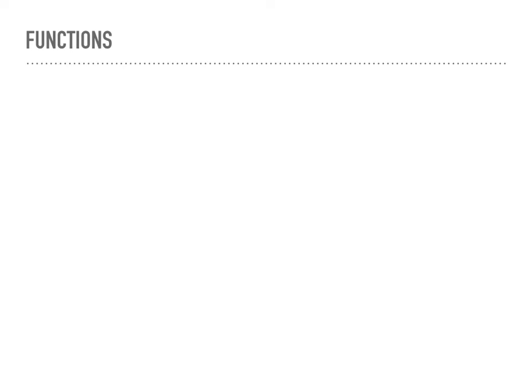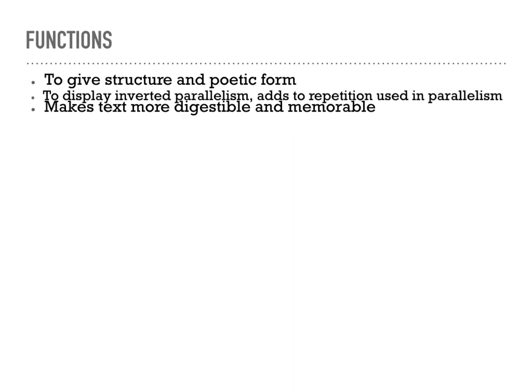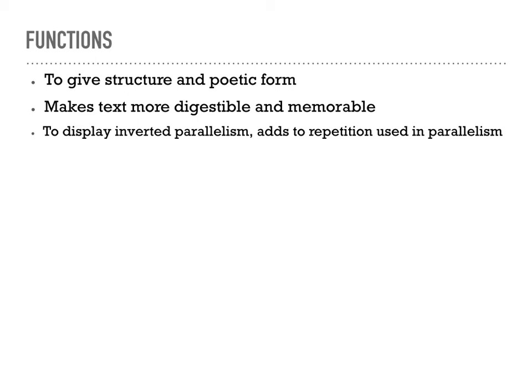So now we can get into the functions of chiasmus. Chiasmus can give structure and poetic form in writing. It also makes the text more digestible and memorable. It displays inverted parallelism and it adds to the repetition that is often used in parallelism. And it also can be used as a humorous device.